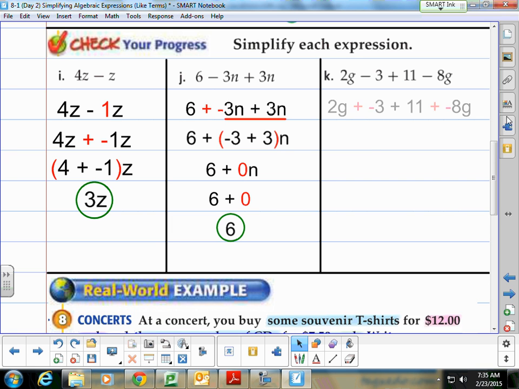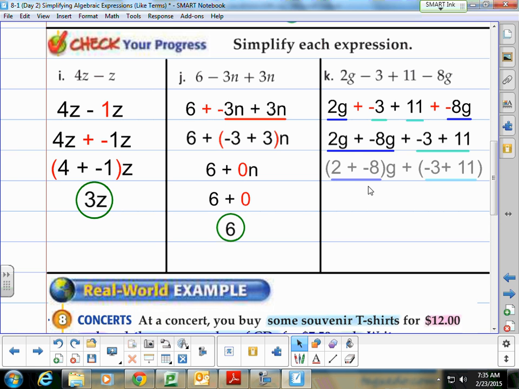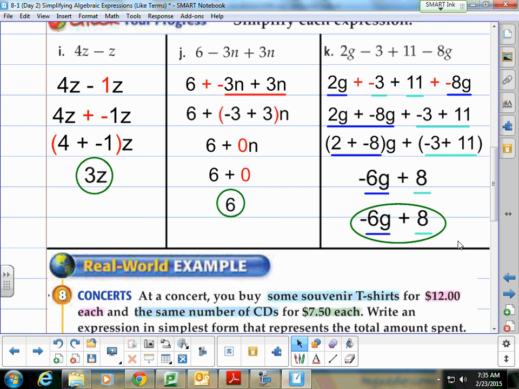Same thing here, using the definition of subtraction, adding the opposite to see the signs in front of the numbers. Finding the like terms, doing different colors. So 2g plus negative 8g is the same as 2 plus negative 8, times g. And the same thing on the right with the negative 3 and 11. And then we have negative 6g plus 8. That is simplified, because those terms cannot be combined any longer since they're not alike.